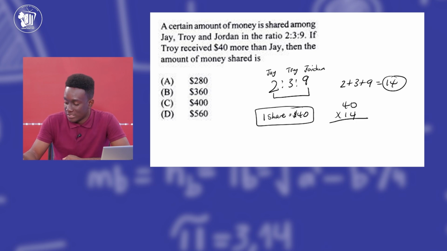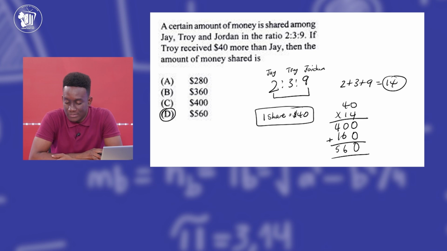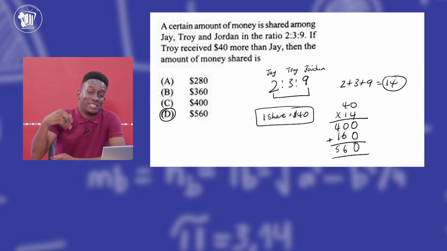So remember, we don't have calculators in this paper. So we multiply, we put a 0 there. 1 times 0 is 0, 1 times 4 is 4. 4 times 0 is 0, 4 times 4 is 16. So the total of money shared would be 0 and 0 is 0. 0 plus 6 is 6. 4 plus 1 is 5. So the total of money shared would be $560, which is D. And that is how we can find the ratio. Remember ratio, the key thing is to find the value of one share. Read the question carefully and ensure you find that value of one share, and then you can answer anything in a ratio.